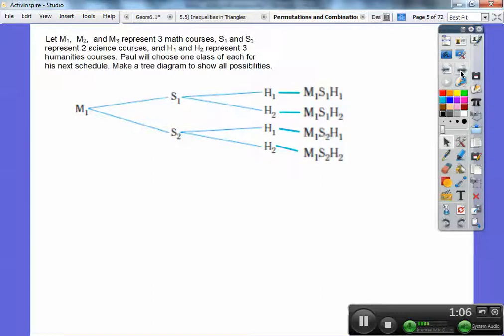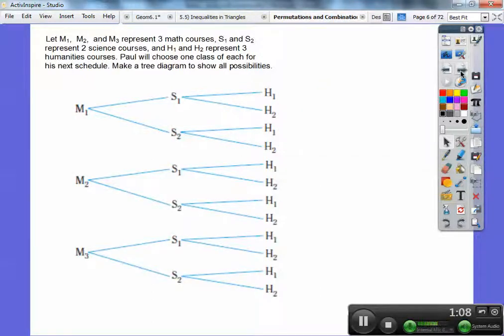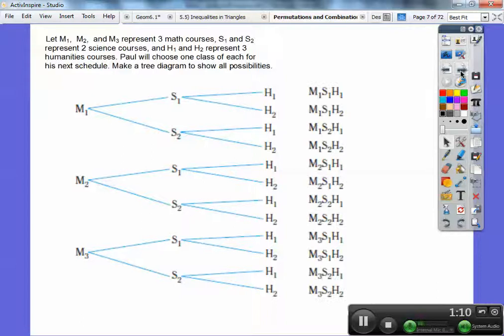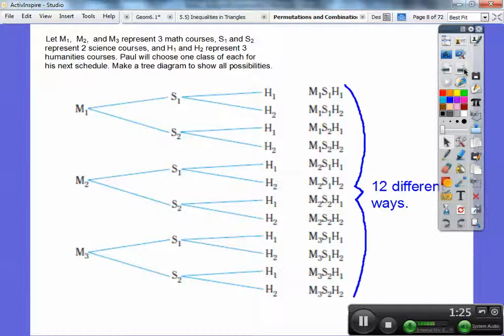Well, I can do it for math 2 and math 3 over there, so it gives me these 12 different outcomes of possible choices that Paul can choose from right there. Does that make sense, you guys? So for example, he can do math 3, science 1, humanities 2. That would be this guy right here. So there's 12 different outcomes, so 12 different ways.